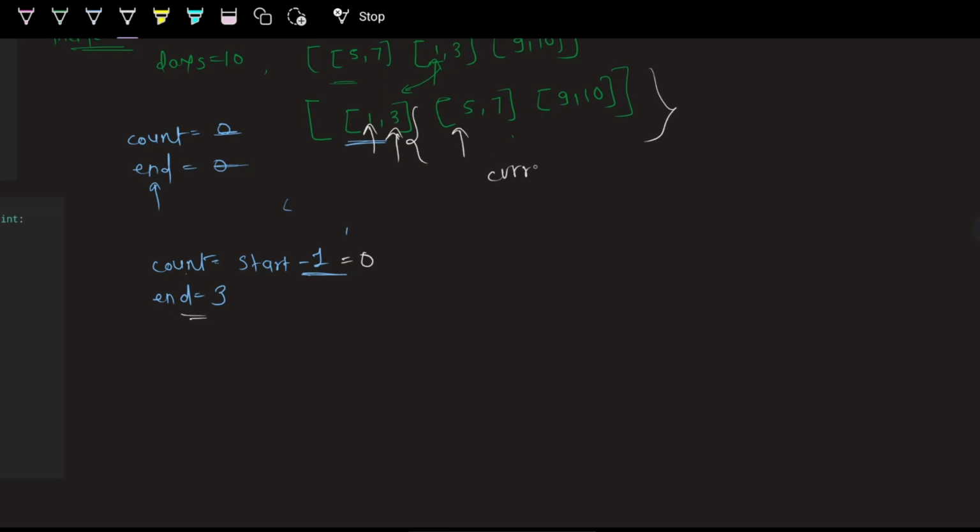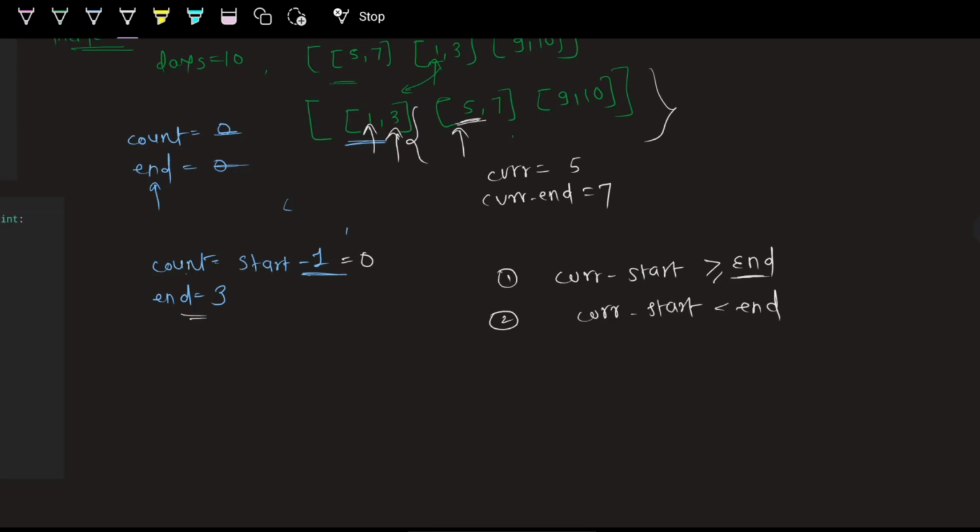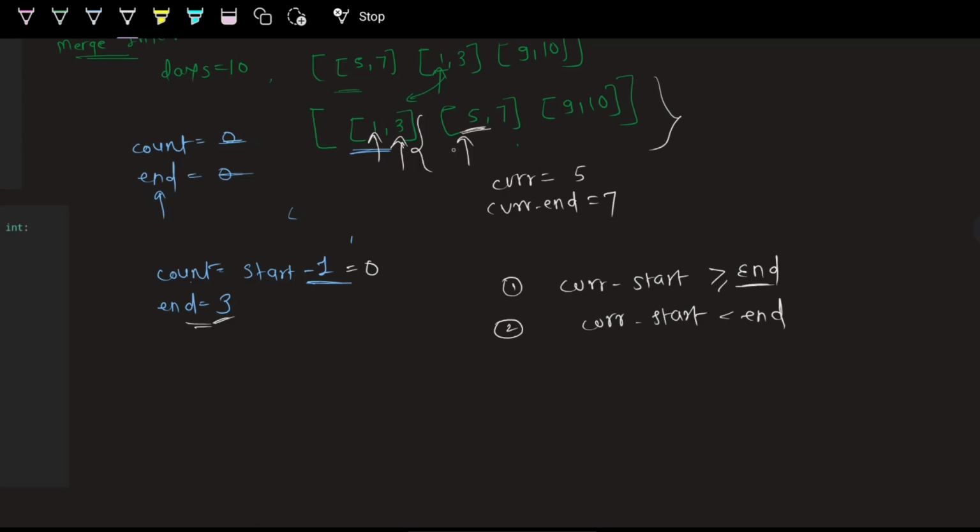Now my current start is 5 and current end is 7. I have 2 checks now. What is my one check? Let's check whether the current start is greater than the previous end. This is my one case. Or the second case would be the current start is less than the end. Makes sense? So now let's see. My end is 3. My current start is 5. It means that my current start is greater than or equal to end.